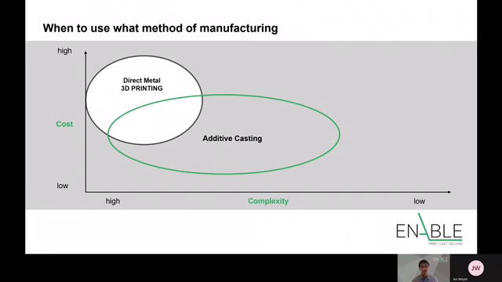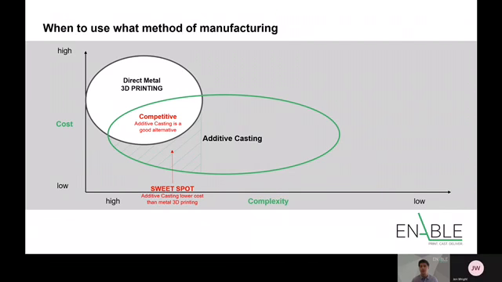Parts with higher complexity within this overlapping region can use additive casting as a good alternative, but can also enjoy lower costs than direct metal printing. Additive casting is not a replacement of direct metal printing, however. They both have their strong suits, and both can share a piece of the pie. Ultra-complex lattice geometries, for example, are perfectly suited to direct metal printing.